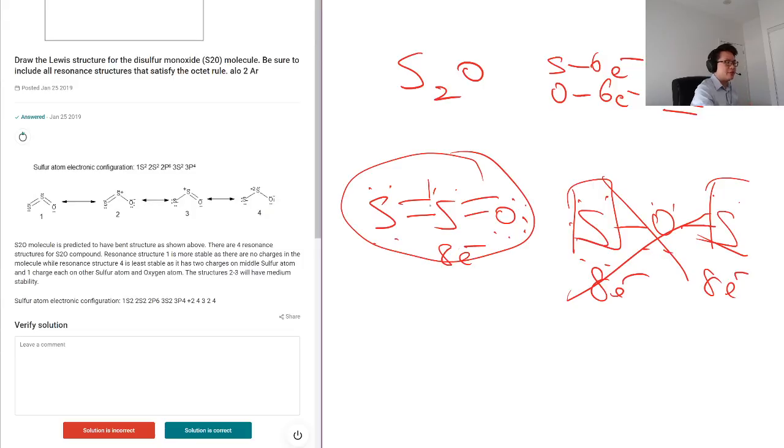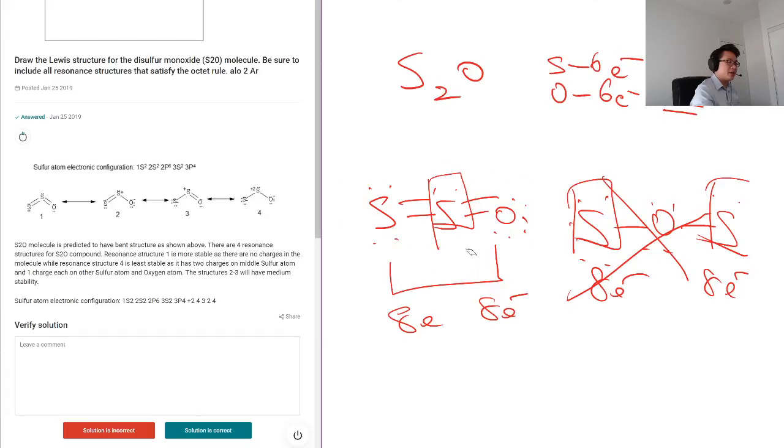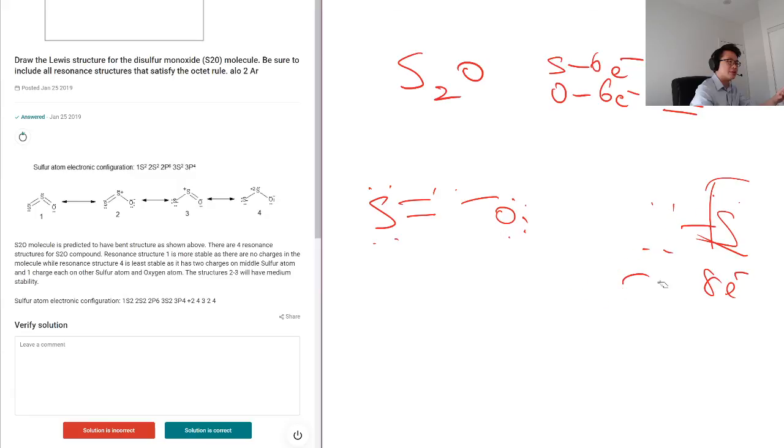However, if we have the sulfur at the center, because sulfur can expand its octet to have more than 8 electrons, in this case it can allow all 3 atoms to have 8 electrons at the same time. So only this Lewis structure is correct. Okay, so we already verified the one on the left is correct. So we are going to draw out the Lewis structure, the Western structure.